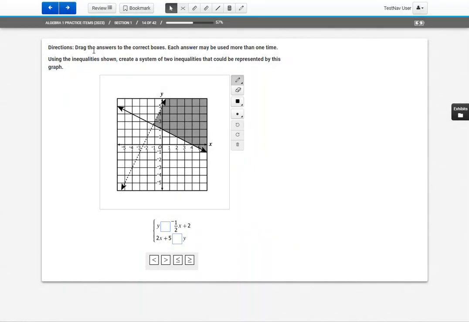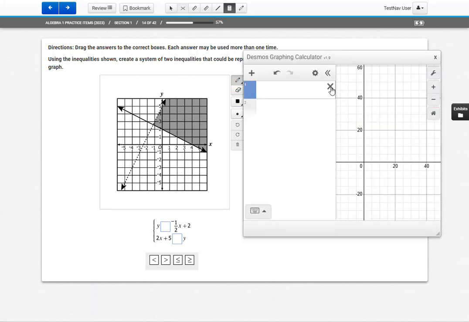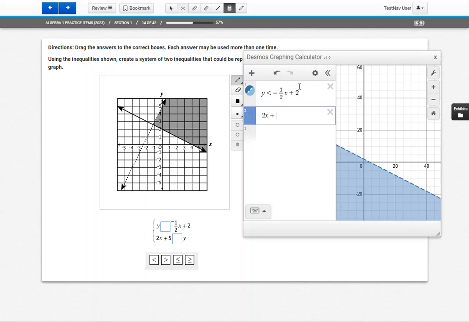All right. Drag the answer to the correct boxes. So we're basically trying to build this graph here. So what I want to do here is I'll go ahead and put these in. So I'll put y, and then I'm just going to guess. I'm just going to put less than because I don't really know at this point. And then I just want to look at the graph. I'll just start off with something: 2x plus 5 is less than y. Okay. Obviously, that's not the graph I have.